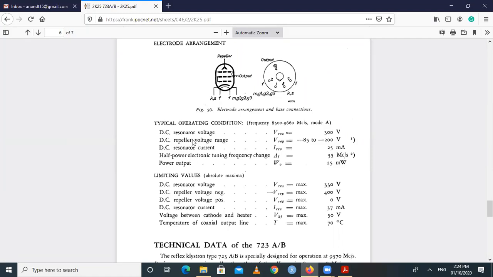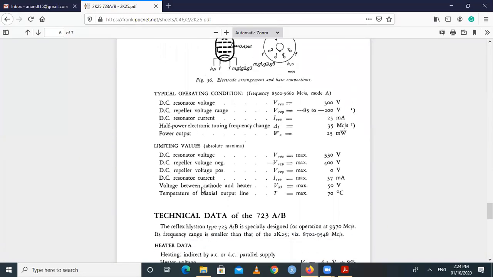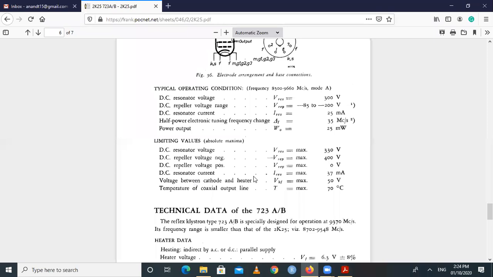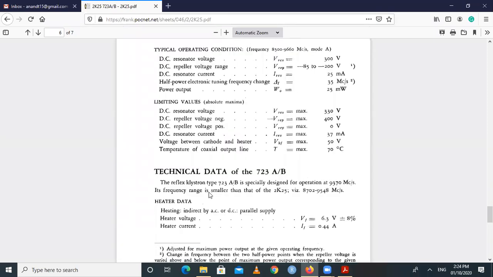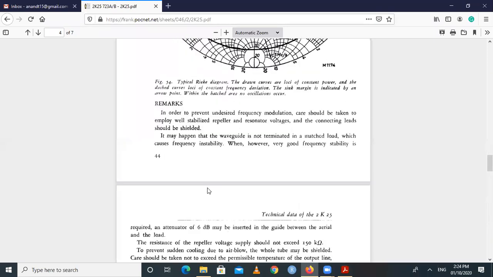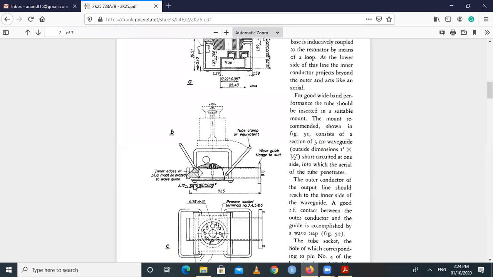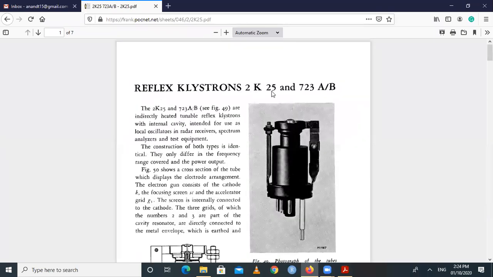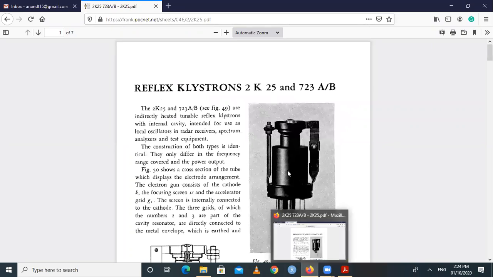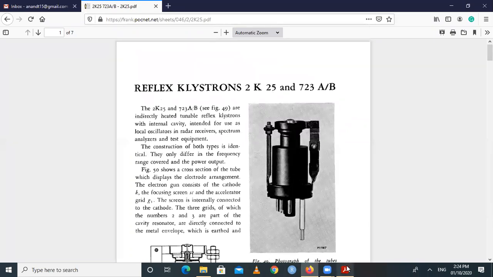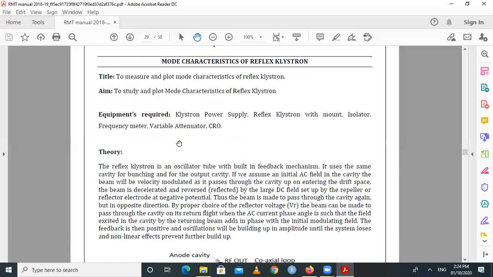Also, there is a particular voltage between cathode and heater and so on. So this is the technical data or data sheet of this reflex klystron, which has a model number like 2K25. So this particular model is used in our laboratory for performing this experiment.